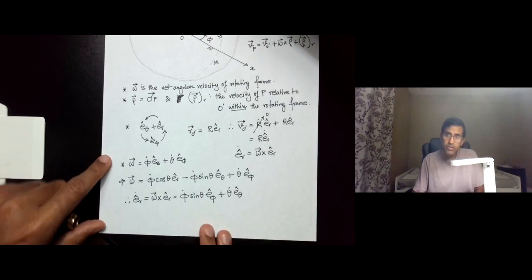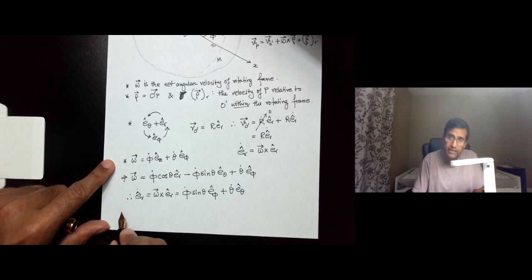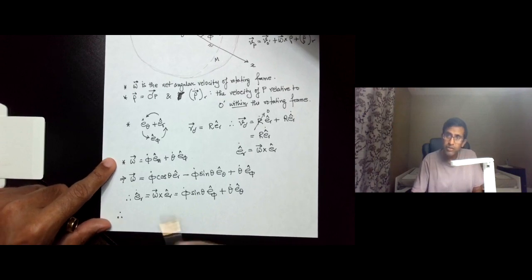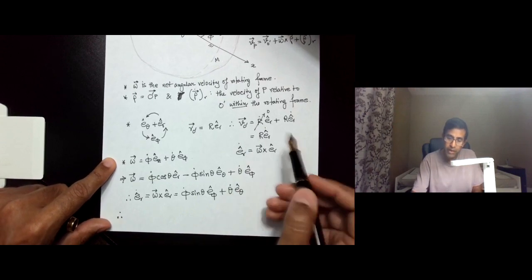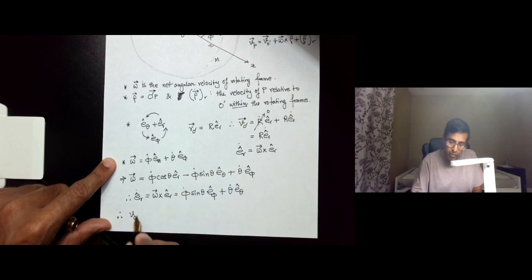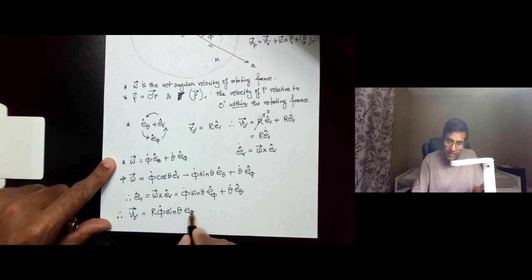Okay, so then we can say that, going back to our VO prime, we have VO prime is equal to R times phi dot sine theta E phi plus R times theta dot E theta.